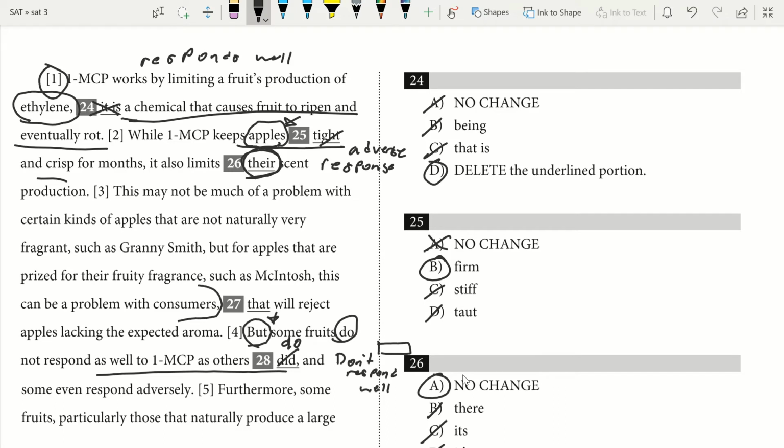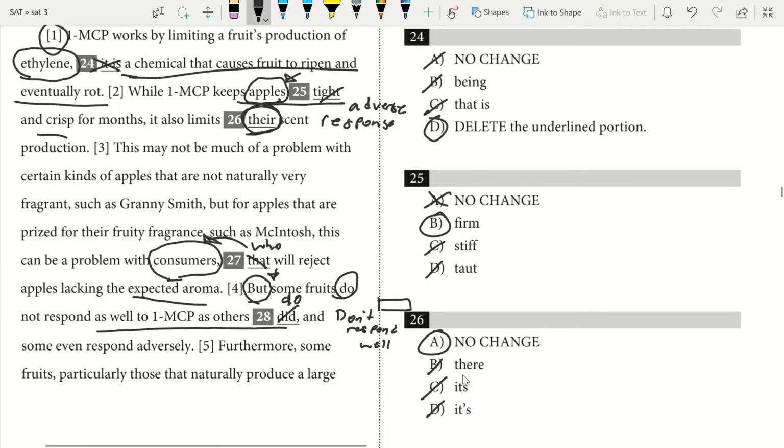Consumers is our noun here, and we're given our comma. We're going to go ahead and say who, right? We wouldn't say consumers that, we would say consumers who will reject the apples lacking the expected aroma, because this who will reject apples lacking the expected aroma is modifying our consumers, right? So our answer there is going to be who, and that'll be 27.